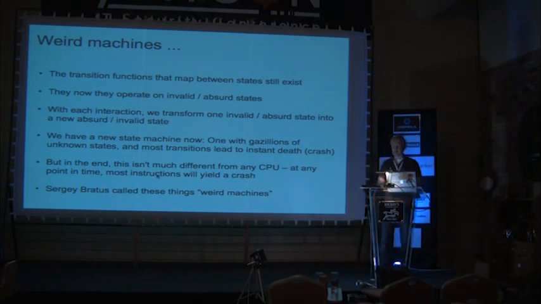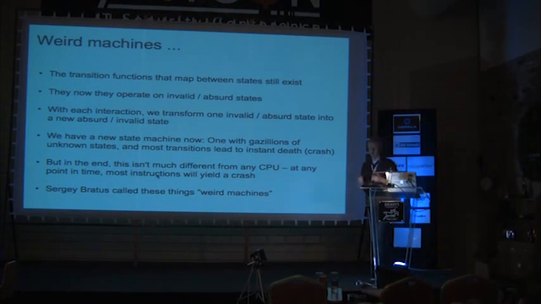Now this sounds weird, but it's not all that different from a regular CPU. Right? Because in a regular CPU, if I just randomly execute instructions, that thing will crash as well. So this weird state machine that is created when we corrupt memory is what Sergey Bratus called a weird machine.